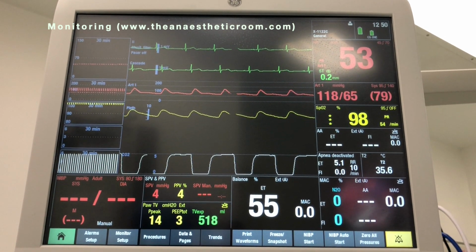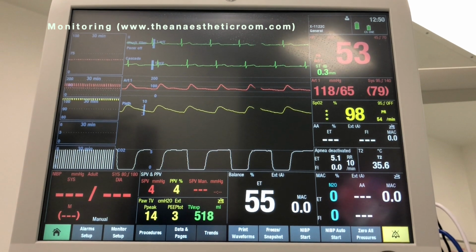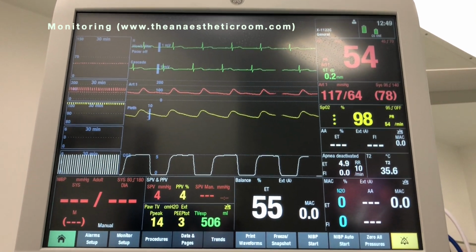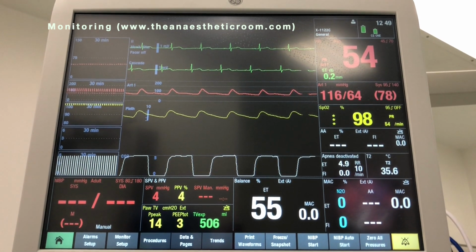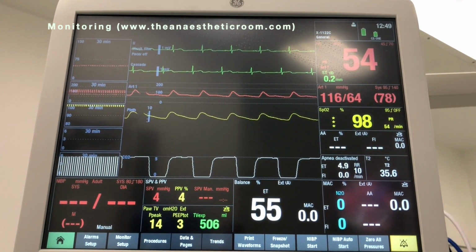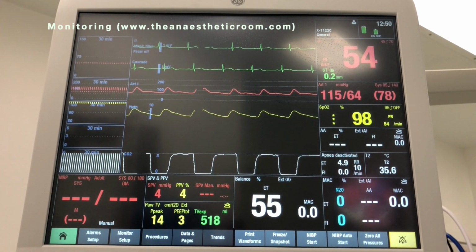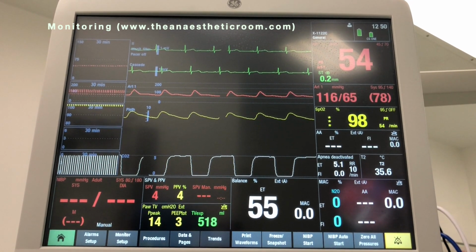And the numbers in red are the arterial blood pressure in millimeters of mercury, and the brackets are the mean arterial pressure. The yellow trace is oxygen saturations, and the number 98 is oxygen saturation in percentage. The white box-like trace is capnography, which is carbon dioxide monitoring.